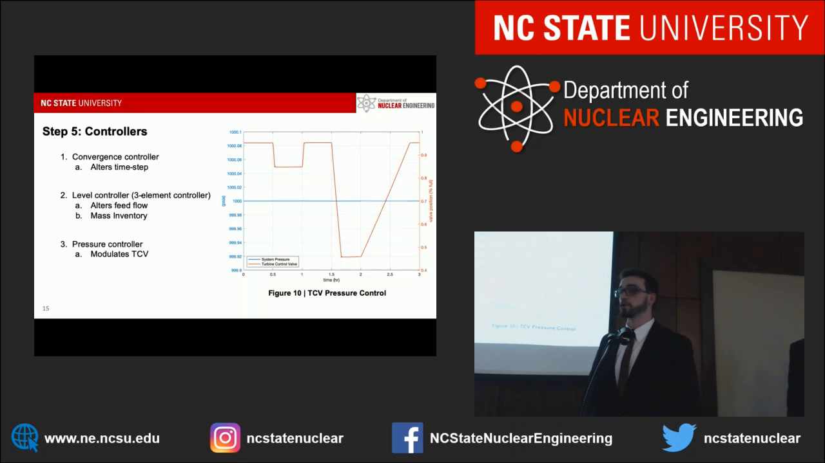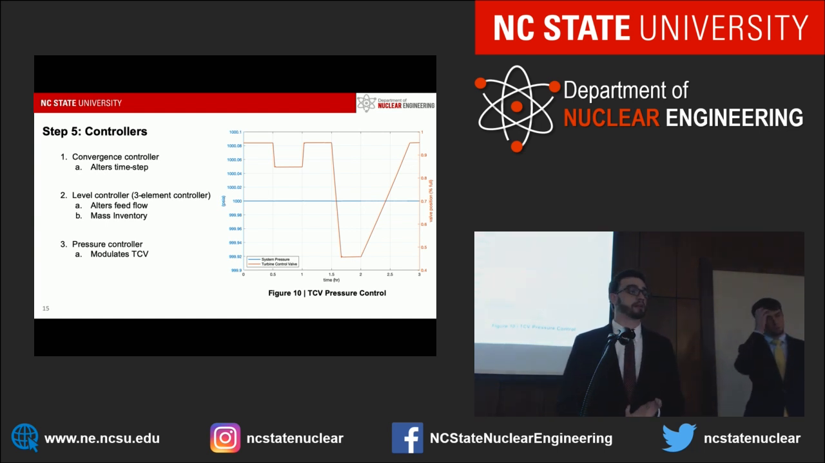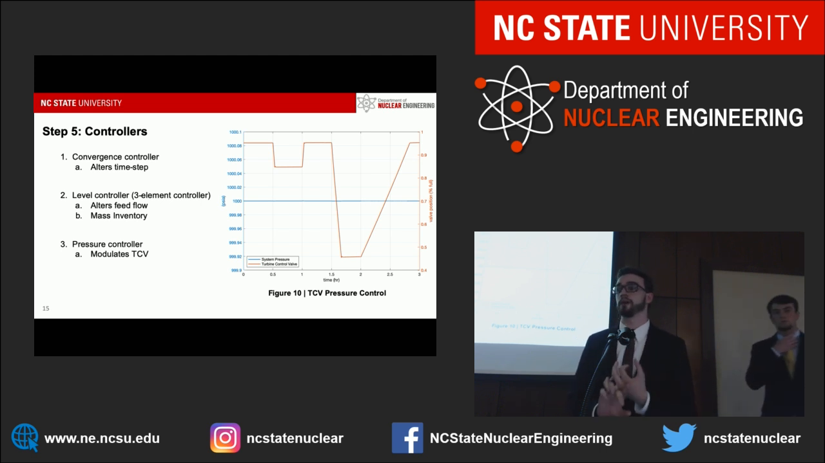And then we call on the controllers that we have in the system. There are three separate controllers. The first helps with the convergence of the Newton iteration. The second maintains a constant level in the downcomer of the BWR. This is a three-element controller that looks at the mismatch between the current level and the reference level, as well as the mismatch between steam flow and feed flow.